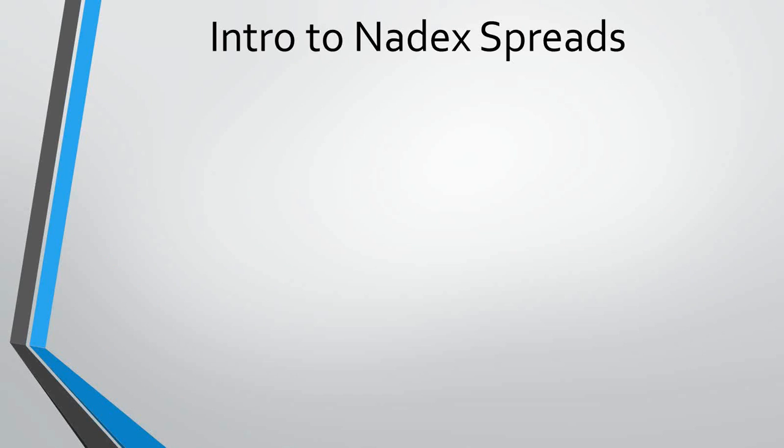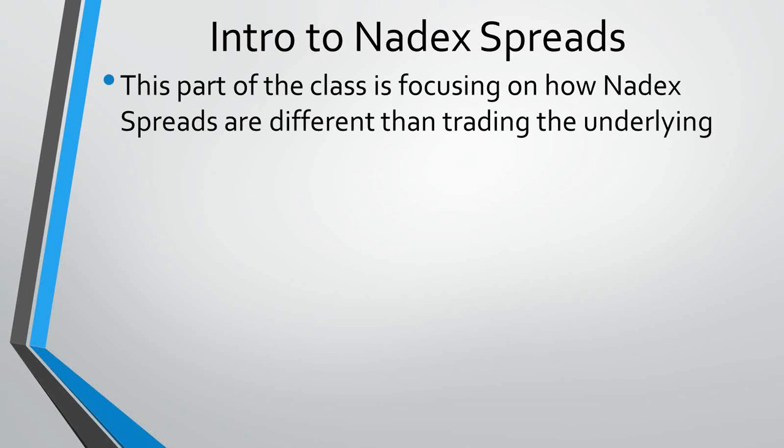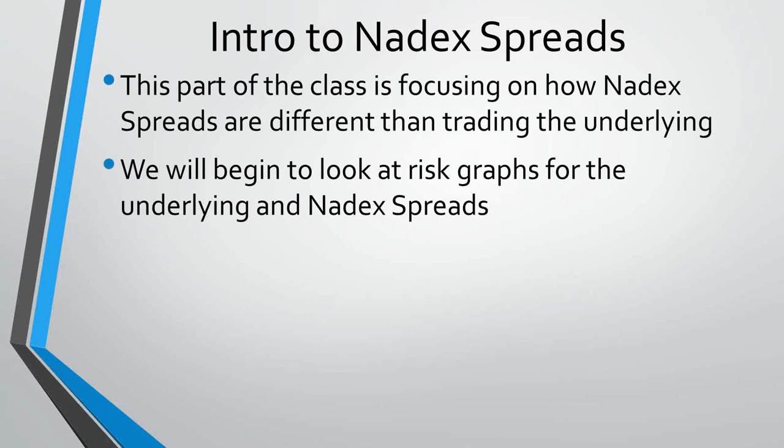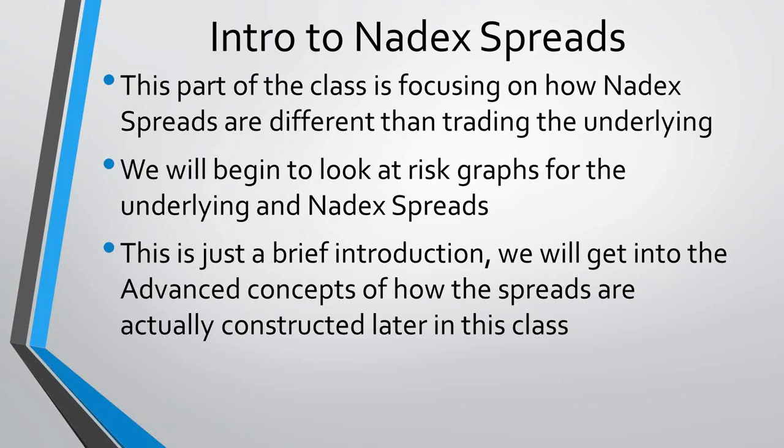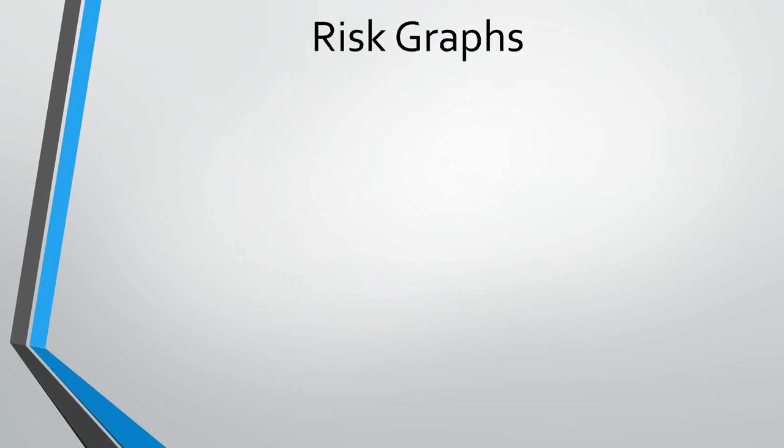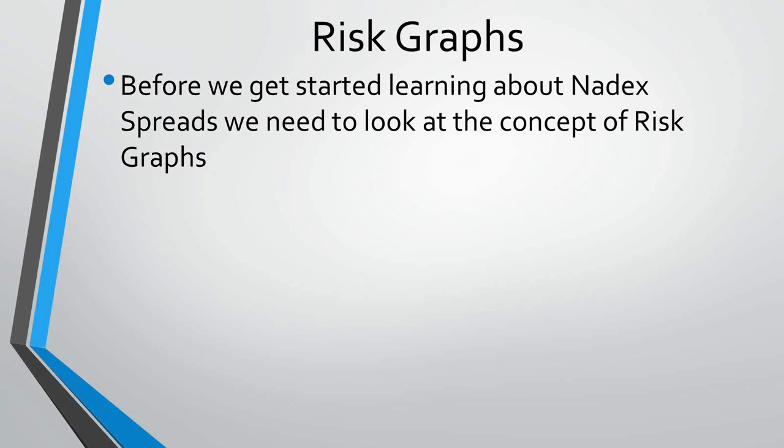Let's get into the meat of what we're going to talk about here. This is intro to Nadex spreads. This part of the class is focusing on how Nadex spreads are different than trading the underlying. We will begin to look at risk graphs for the underlying and Nadex spreads. This is just a brief introduction. We'll get into the advanced concepts of how the spreads are actually constructed later in this class. But we have to start with an introduction to the products, obviously. We also have to teach you about risk graphs.